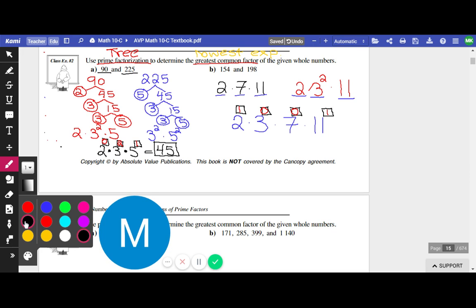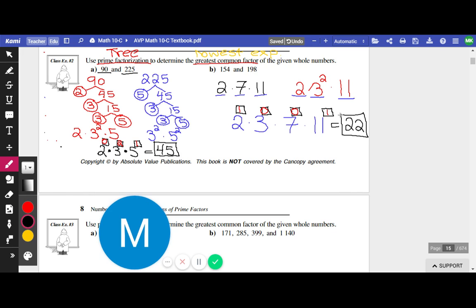If you put this into your calculator, 2 to the power 1 times 3 to the power 0 times 7 to the power 0 times 11 to the power 1, you will get that 22 was the greatest common factor between those two numbers.